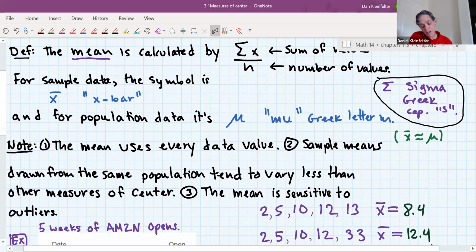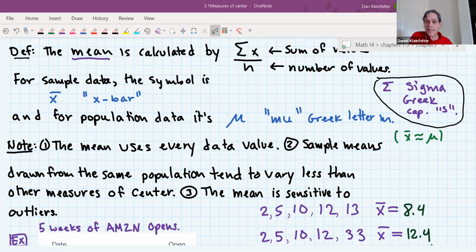Okay, a couple of notes about the mean. The mean uses every data value. You need every data value in either the population or sample, depending on which mean you're calculating, in order to calculate the mean. Sample means drawn from the same population tend to vary less than other measures of center.